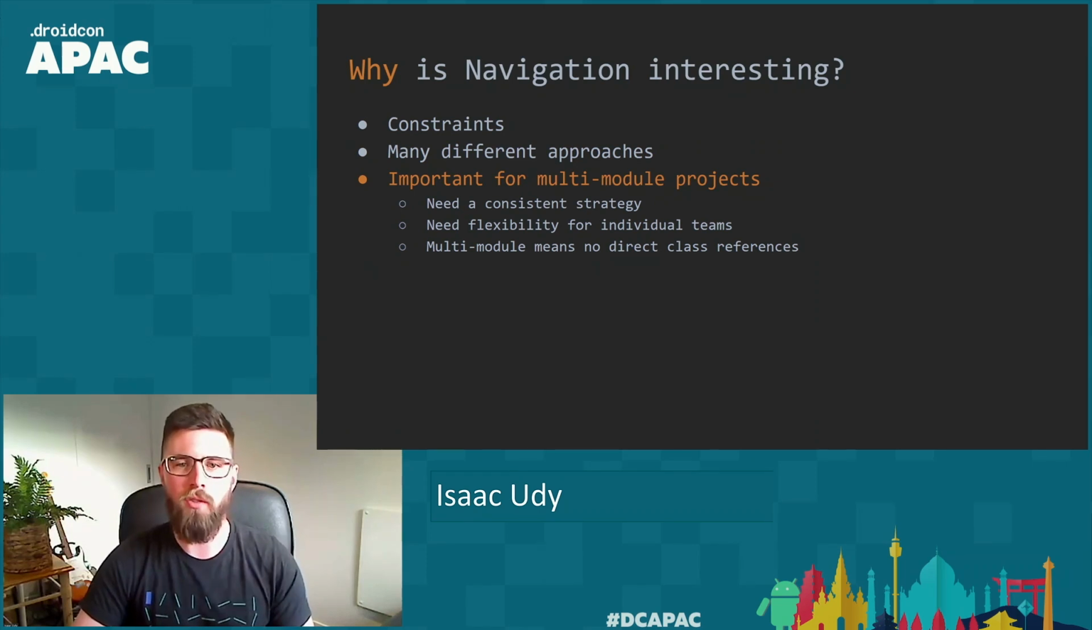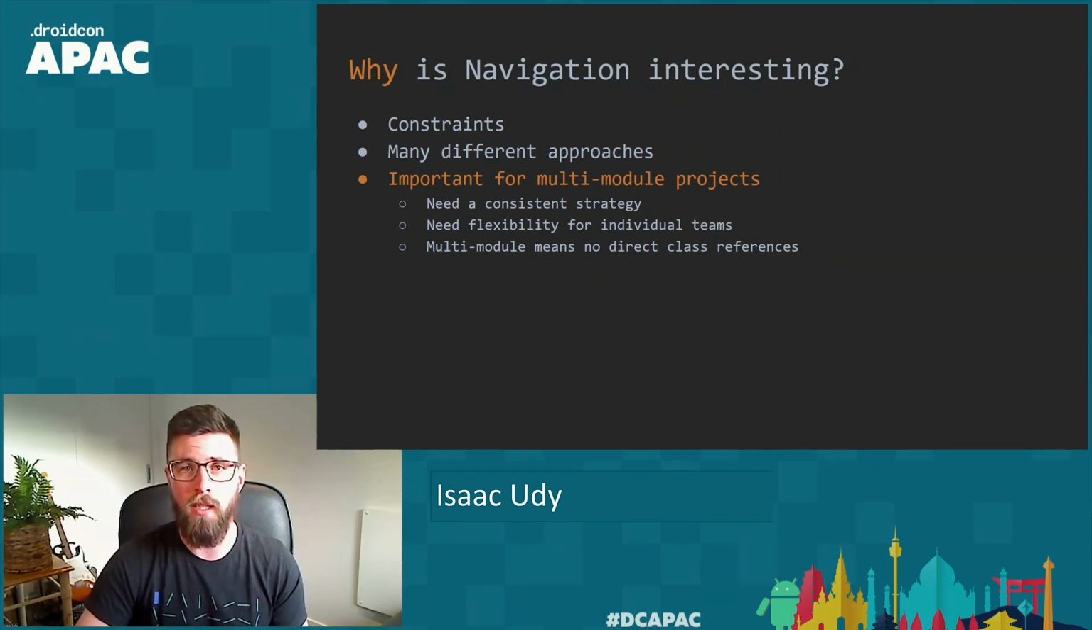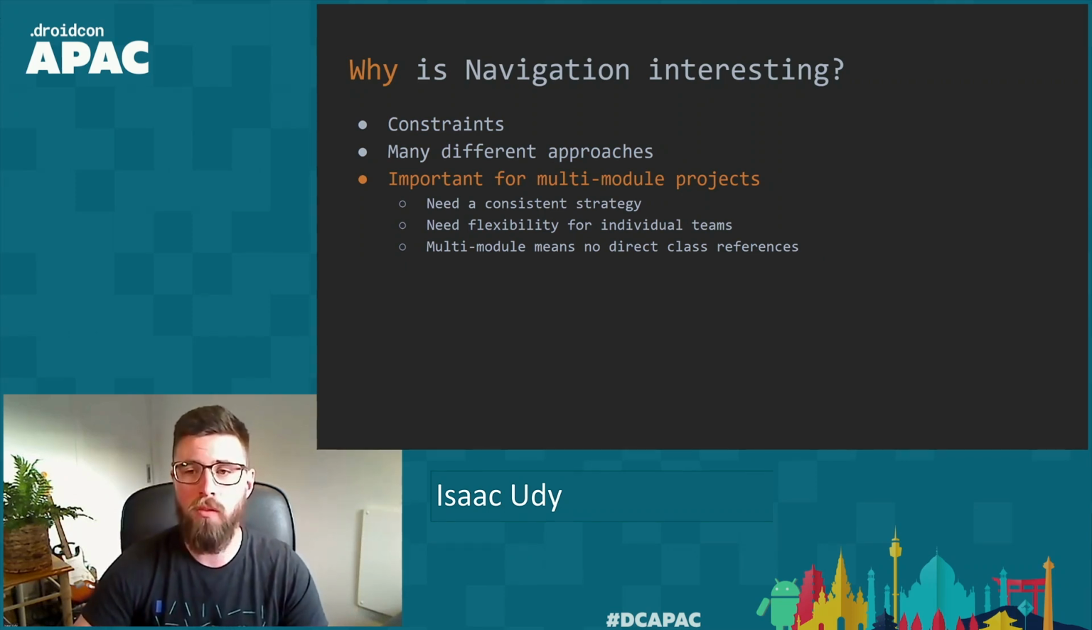Finally, multi-module means, at least as I have described it, that you shouldn't be using direct class references. So that kind of rules out those simple intent or fragment factory methods attached to companion objects, because we just don't have those classes on our class path. This means we need to look at a more complex strategy. And finding the right strategy that balances the constraints, creates a single approach, and works well in a multi-module project, well, I think it's a very interesting challenge.